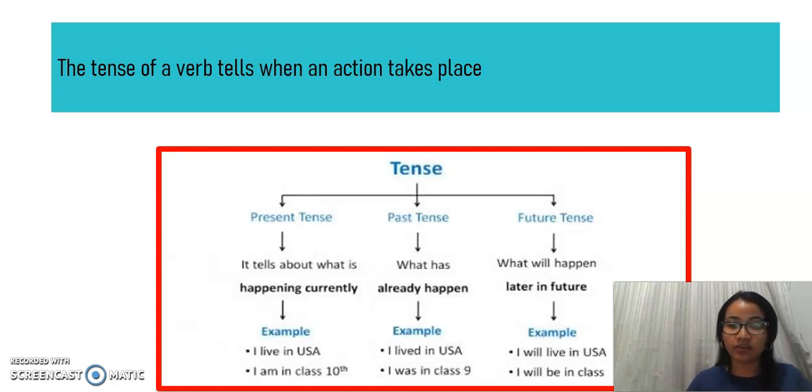As you can see, there is a difference between the verbs. In the first case, we have I live in USA in the present, and then we have the verb with ed at the end that is telling us that that verb is in past tense.